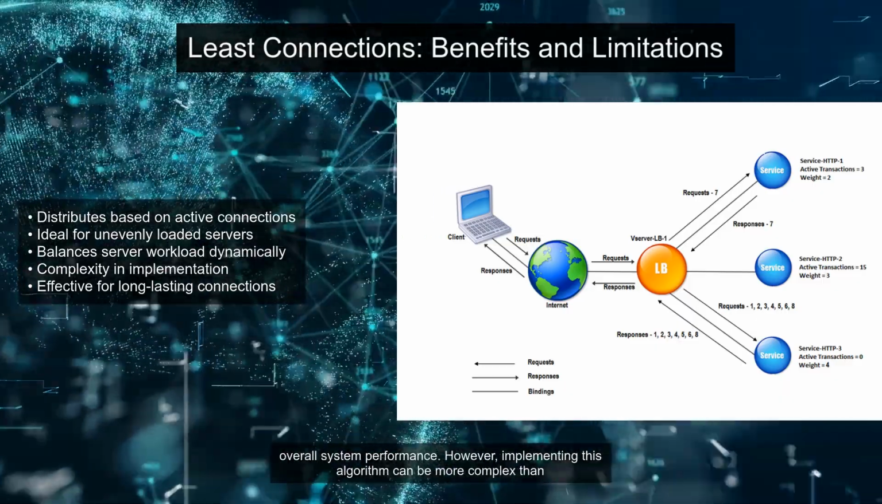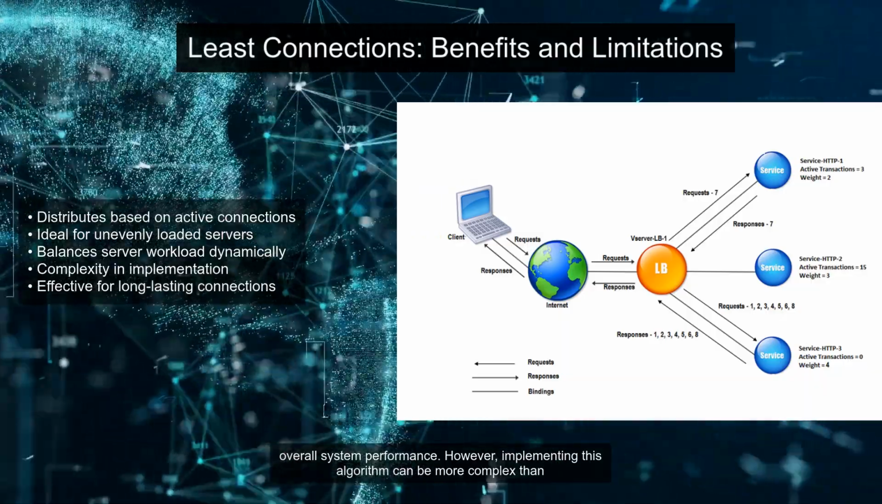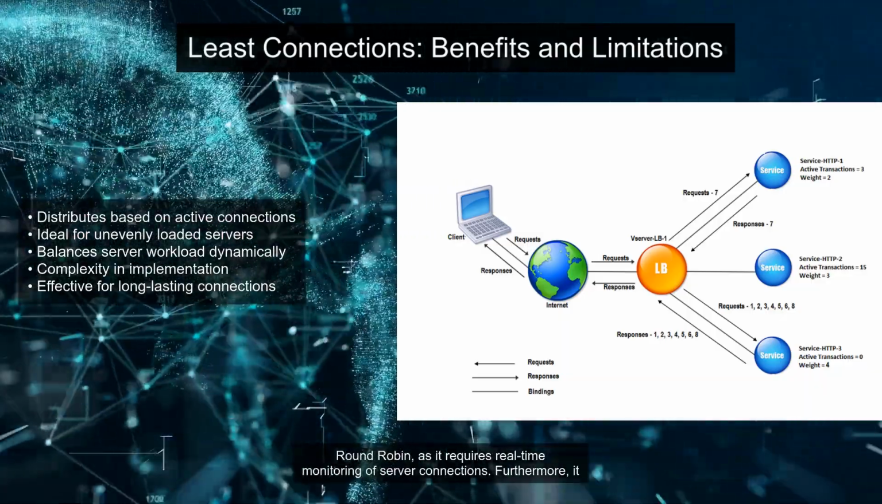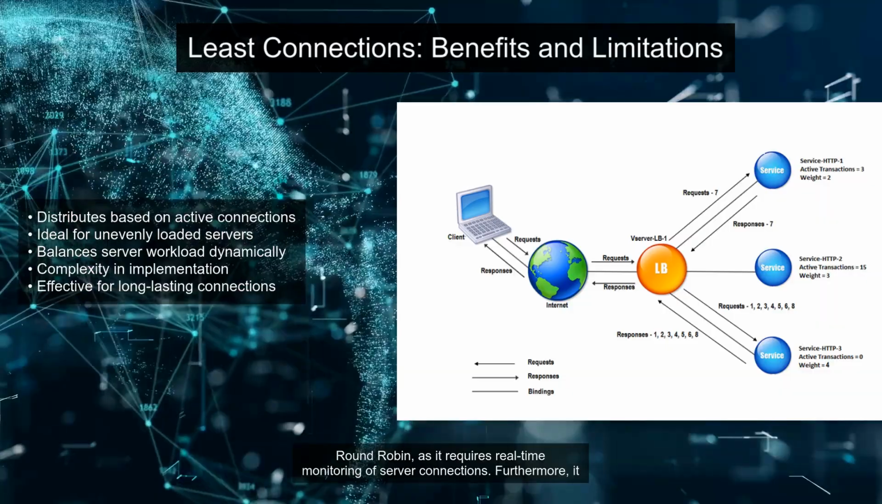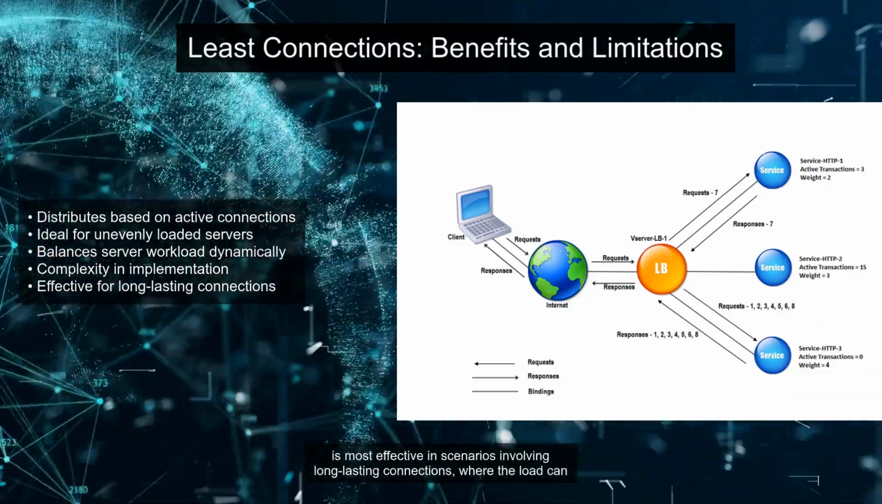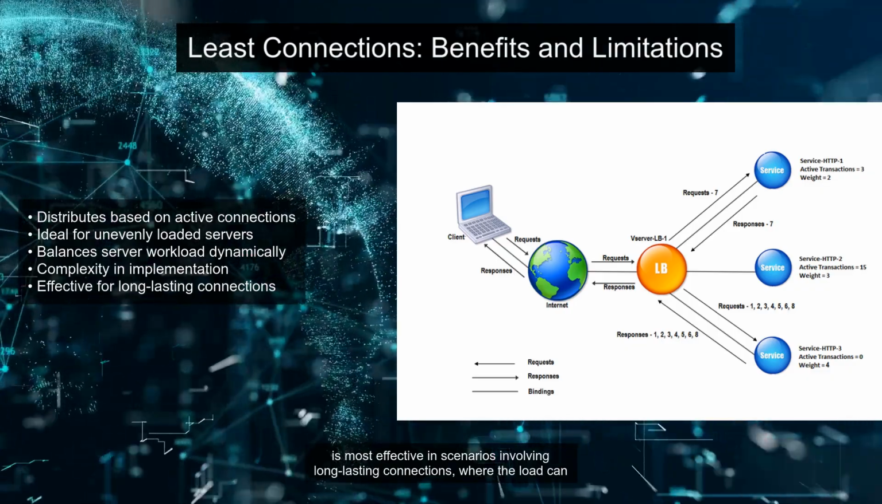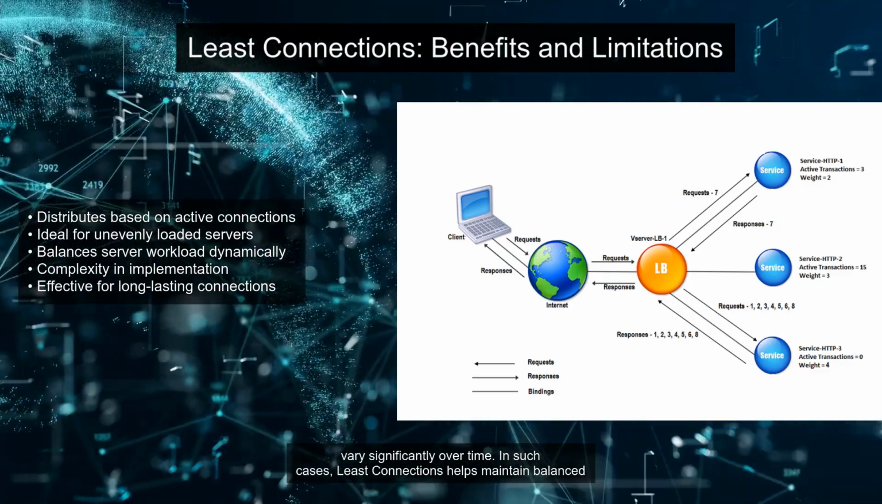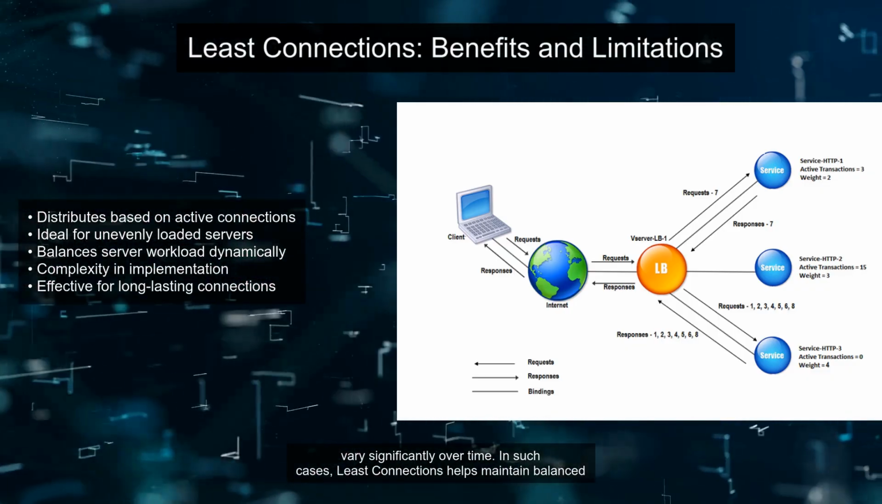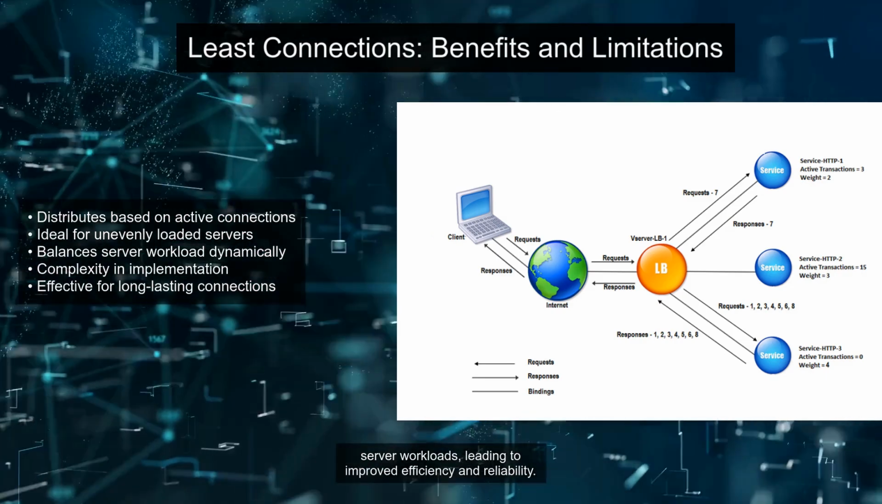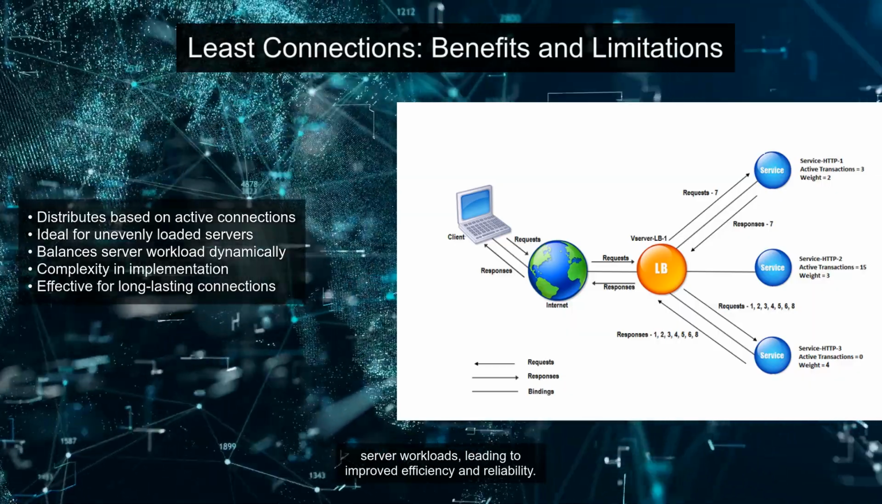overall system performance. However, implementing this algorithm can be more complex than round robin, as it requires real-time monitoring of server connections. Furthermore, it is most effective in scenarios involving long-lasting connections, where the load can vary significantly over time. In such cases, least connections helps maintain balanced server workloads, leading to improved efficiency and reliability.